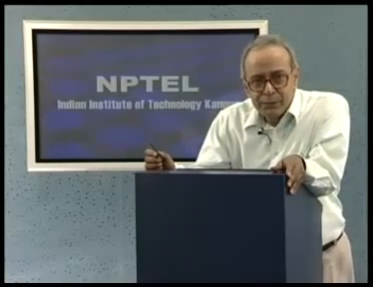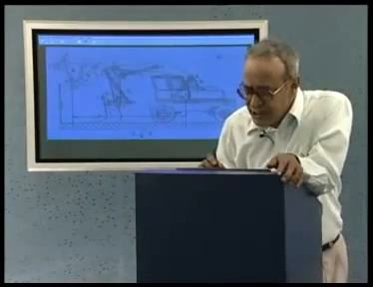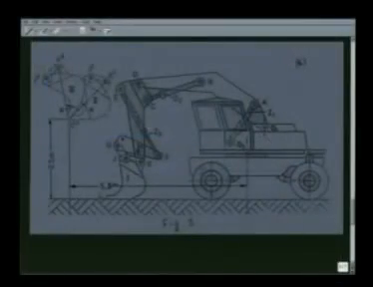As the last example of displacement analysis, let us now consider a really complicated problem as shown in this figure. This is the figure of an earth moving machinery, the model of which we have seen earlier. This particular machine has 3 hydraulic actuators, one at Z1, other at Z2, and the third one at Z3. So this has 3 independent inputs.